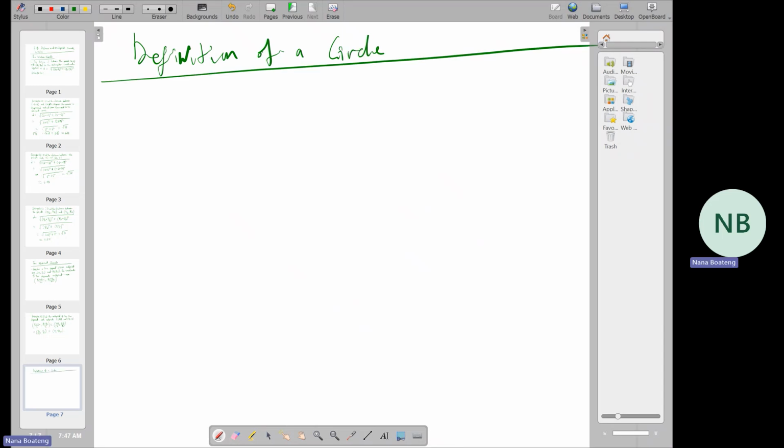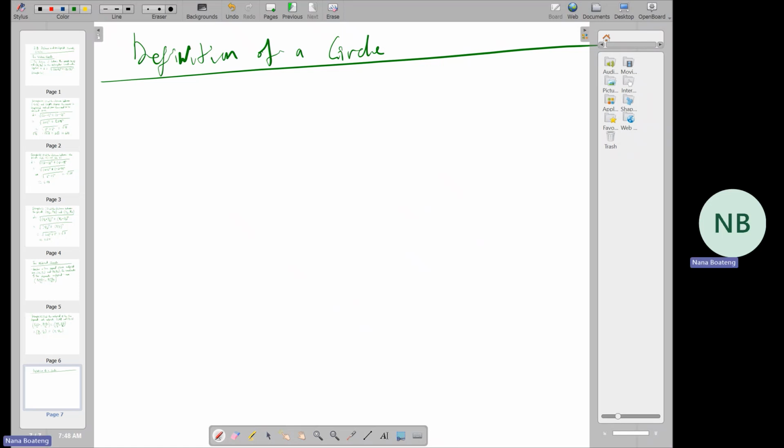Definition of a circle. A circle is a set of all points in a plane that are equidistant from a fixed point called a center. The fixed distance on the circle is called a radius. So a circle is the set of all points in a plane that are equidistant from a fixed point called a center, and that fixed distance on the circle is called a radius.